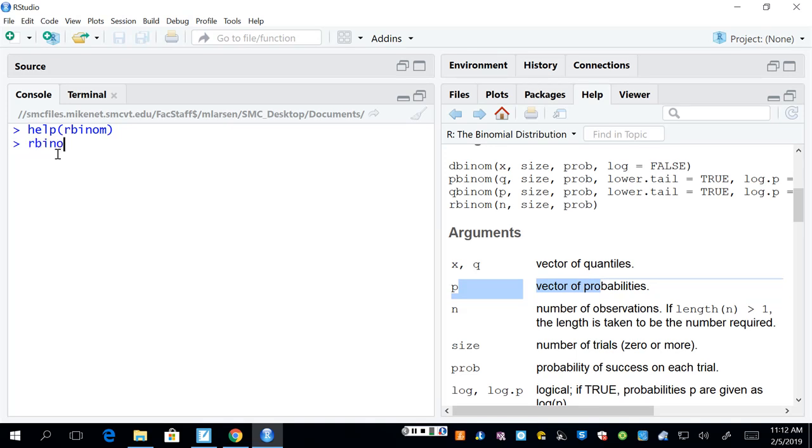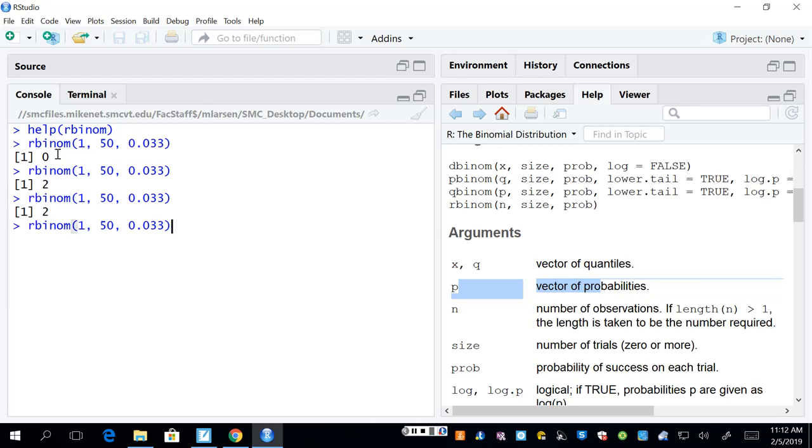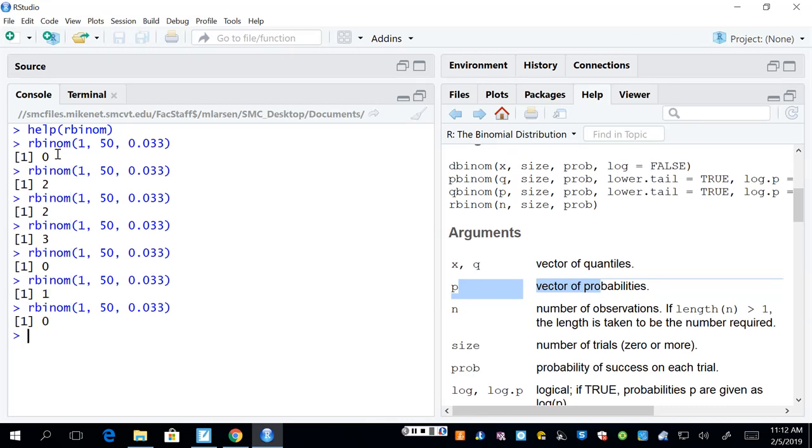So if we do random binomial, and we want just one observation, right? So with 50 pregnancies, 0.033 as a probability. We do it once, we got 0 out of 50. Right? Do it again. Other times, we get different numbers. Right? You can tell it to generate more values. Say we do it 10 times, right? So this is out of 500 women, 10 sets of 50. We get different numbers.